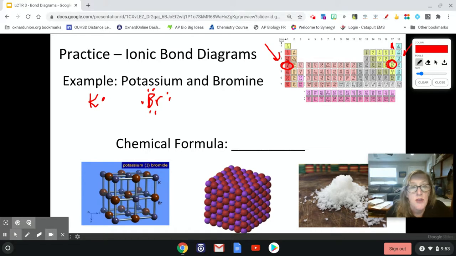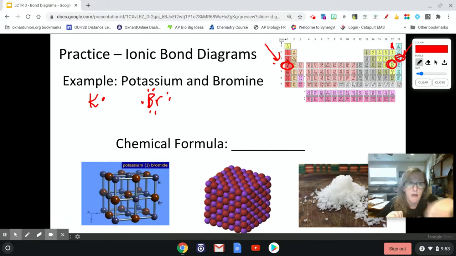Next, we're going to show the transfer of electrons. Potassium has an extra electron it wants to lose. If it loses it, it will have an electron configuration like argon. It's going to lose that 1 electron. Bromine, on the other hand, wants to have a stable octet of 8 electrons, but it only has 7. So we can see that potassium is going to lose that electron and bromine is going to gain it. So we use the arrow to show the transfer.